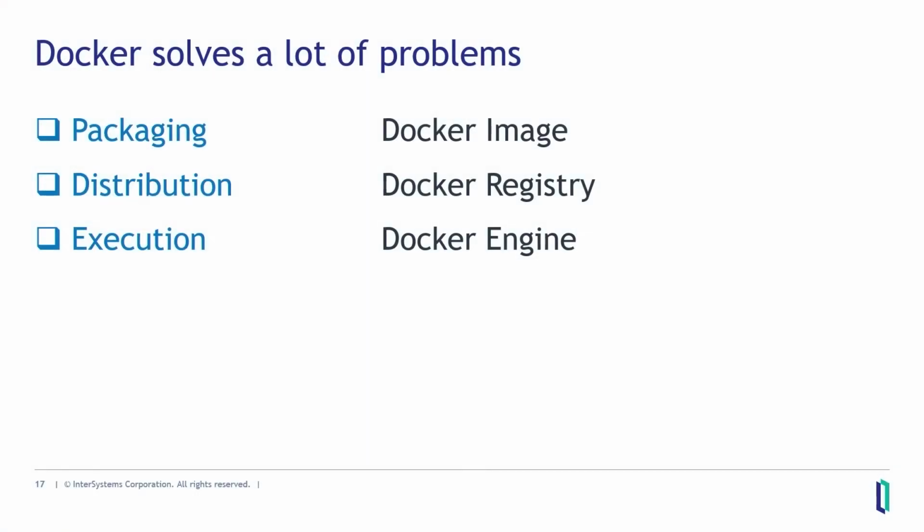So Docker solves a number of problems. Docker solves software packaging with the concept of the Docker image. It solves distribution through Docker registries, which a lot of companies are using to deploy their software directly to end users. And it solves execution by providing the Docker engine, which is a universal platform for running containerized software.